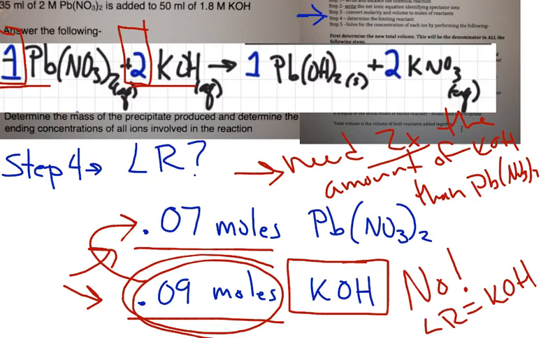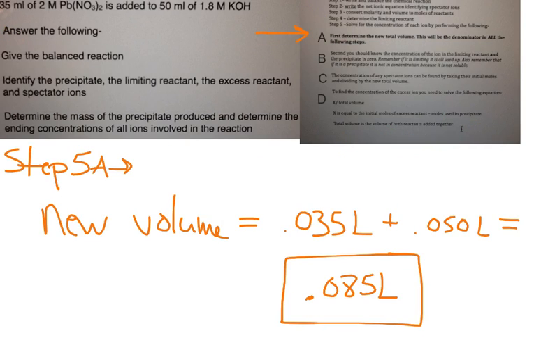So step 5 has a bajillion parts. I've broken it roughly into 4 parts called A, B, C, and D. Step A is by far the most simple. It says first determine the new total volume. This will be the denominator in all the following steps. Remember that we're finding molarity. All right, that's the concentration. So the concentration I'm using is molarity.